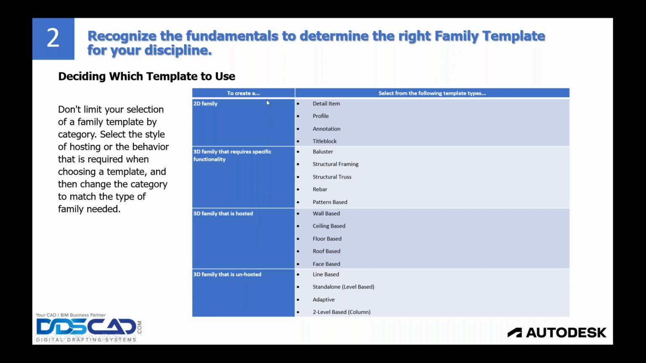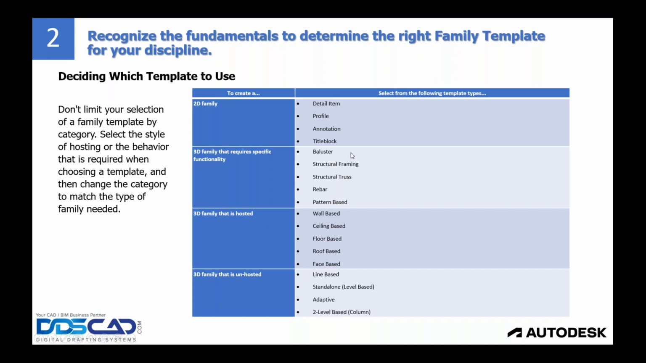Now, when we create families, there are lots of different types of family templates. And to determine that, we need to understand how these families work within the project. So here we have 2D families. To the surprise of many people, there are a lot of 2D families in Revit. This is the closest thing to a block in Revit. It's the only thing that is very similar to AutoCAD. So detail items, profiles, annotations, even title blocks are considered 2D families in Revit.